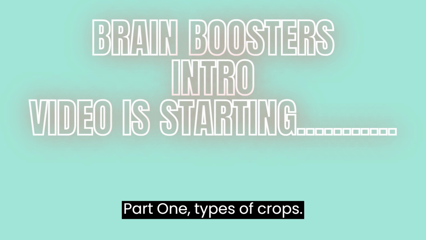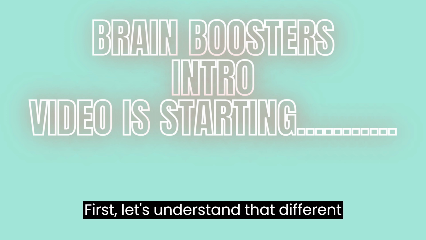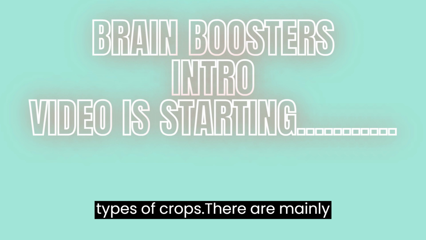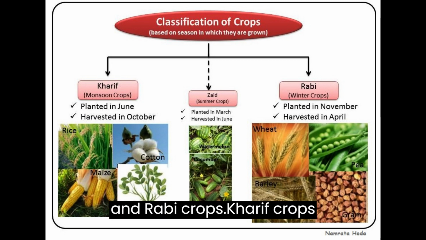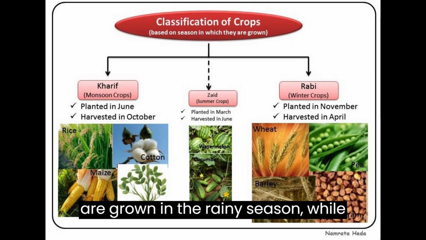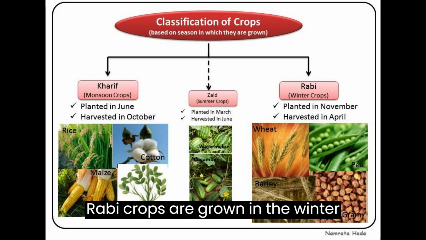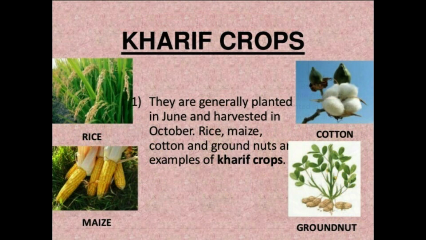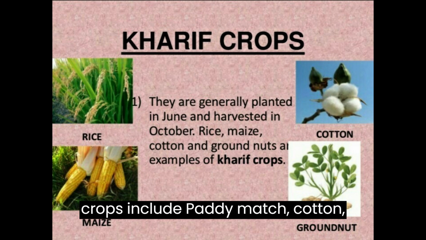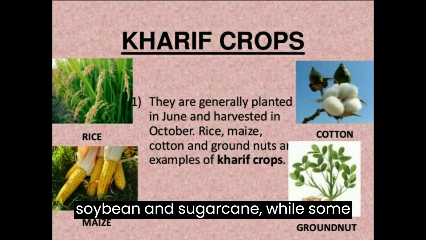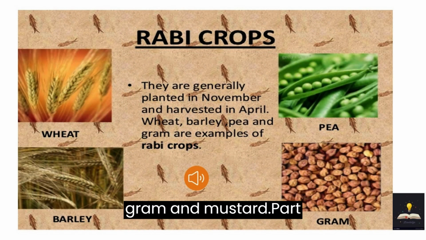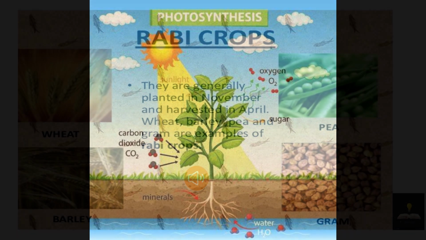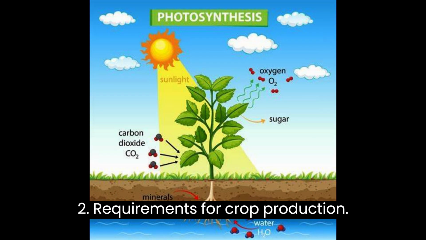Part 1. Types of crops. First, let's understand the different types of crops. There are mainly two types of crops, namely Kharif crops and Rabi crops. Kharif crops are grown in the rainy season, while Rabi crops are grown in the winter season. Some common Kharif crops include paddy, maize, cotton, soybean, and sugarcane, while some common Rabi crops include wheat, barley, gram, and mustard.